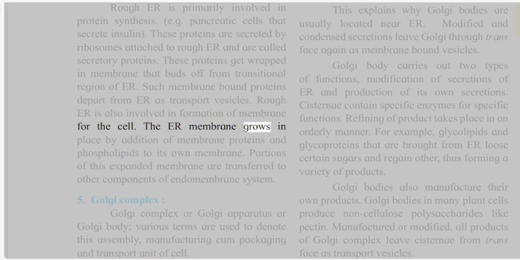The membrane grows in place by addition of membrane proteins and phospholipids to its own membrane. Portions of this expanded membrane are transferred to other components of endomembrane system. 5. Golgi complex or Golgi apparatus or Golgi body. Various terms are used to denote this assembly, manufacturing, packaging and transport unit of cell.